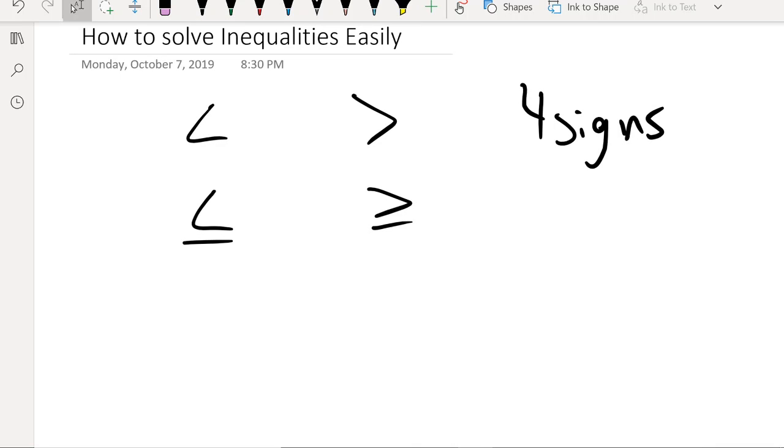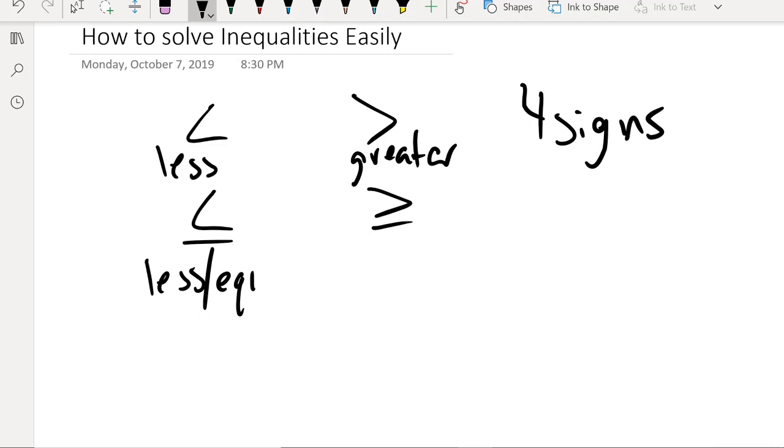So four signs: less than, greater than, right? Less, greater, and then less than or equal to, greater than or equal to. Super basics. If you don't know what the signs are, there's a trick I'm going to show you.